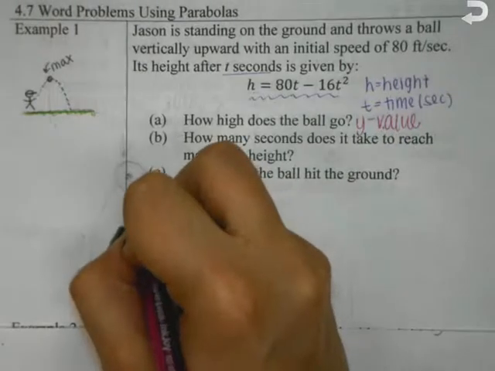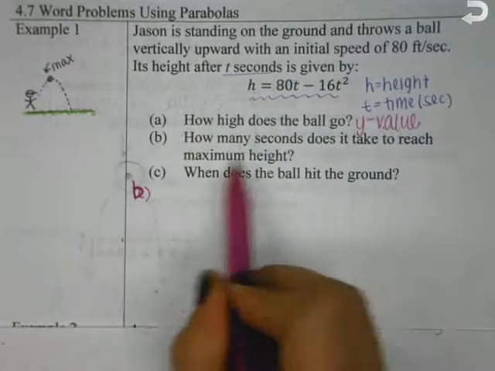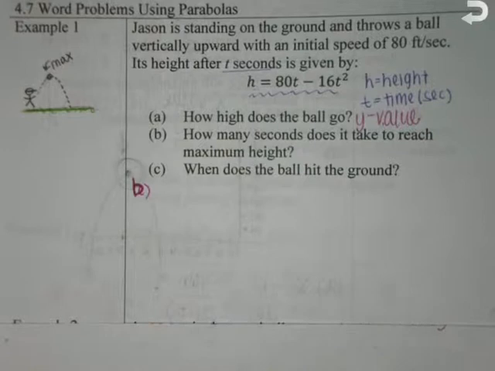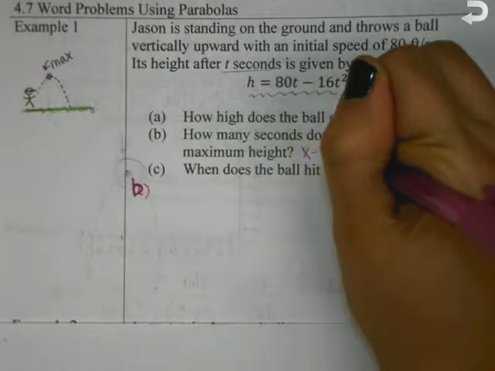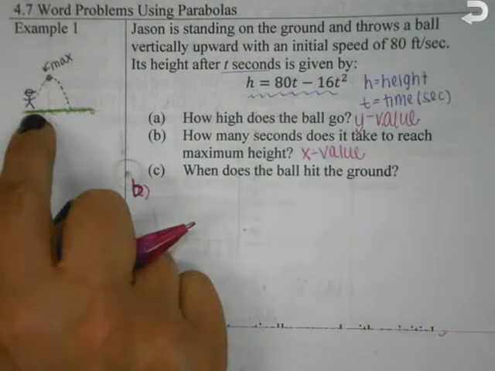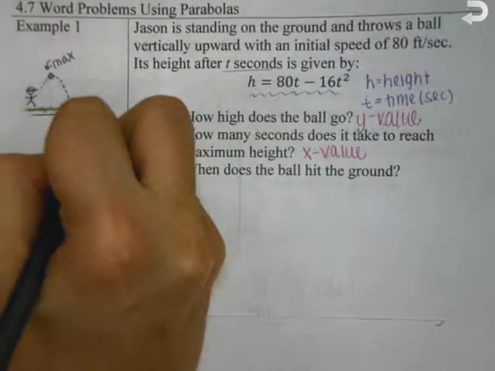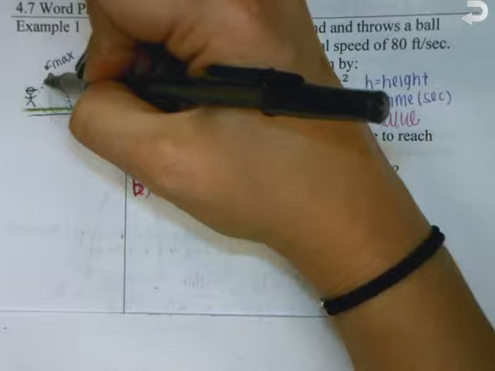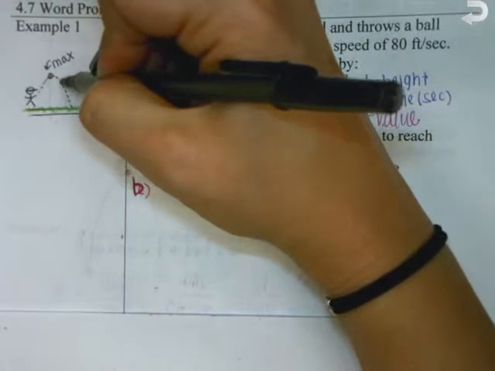How many seconds does it take to reach the maximum height? So what am I going to be looking for? The X value or the Y value? The X value. Because we can look at this X-axis as the passage of time, right? Here's where the ball was at 1 second. Here it was at 2 seconds. Here it is at 3 seconds, 4 seconds, 5, 6, 7, 8. Do you see what I'm saying? So the X-axis is actually our time.